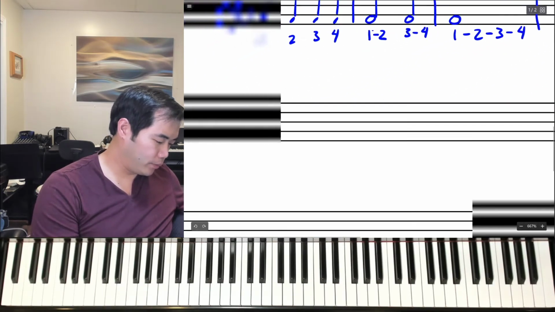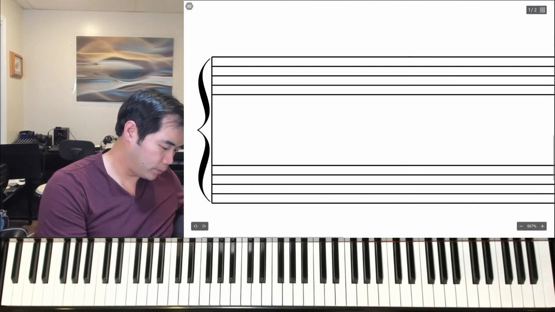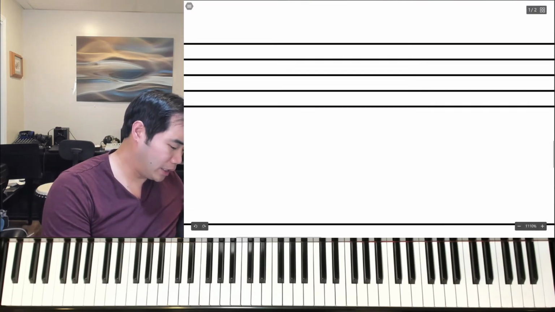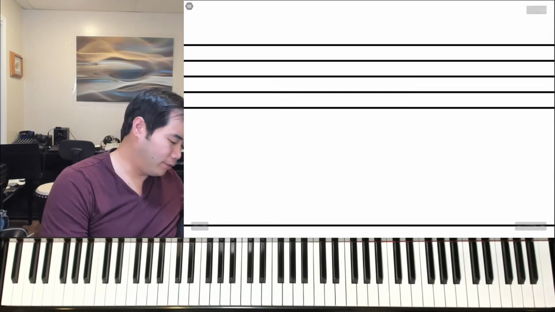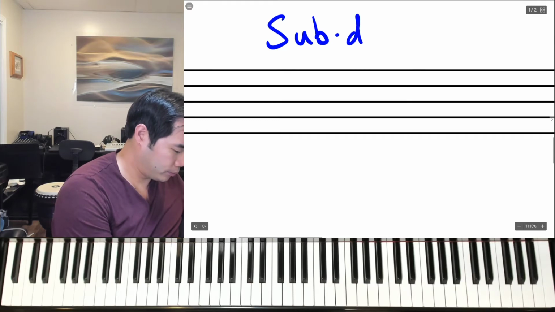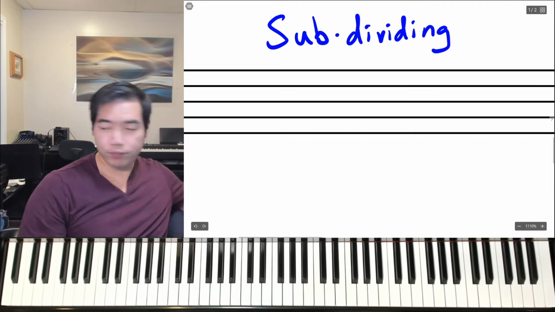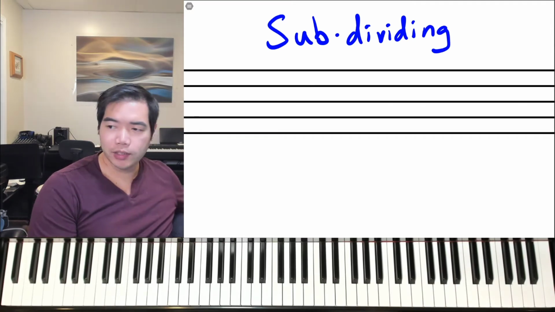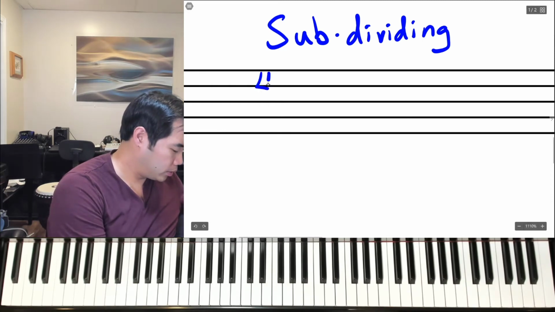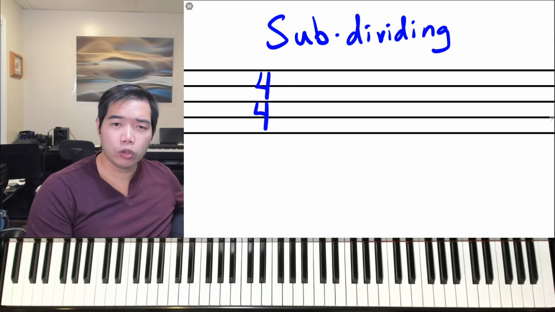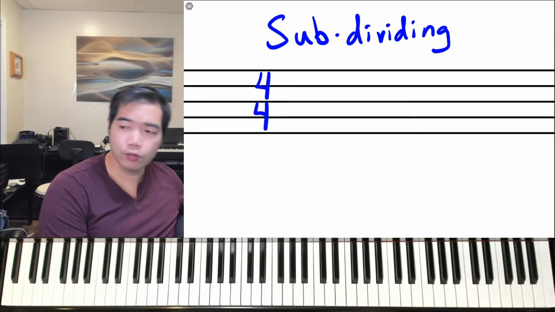Okay. Now, sometimes in music, we have to use another technique of counting known as subdividing. Subdividing. Okay. And to subdivide, or subdivision, is the process of counting notes that are shorter than a single beat. Let me give you an example.